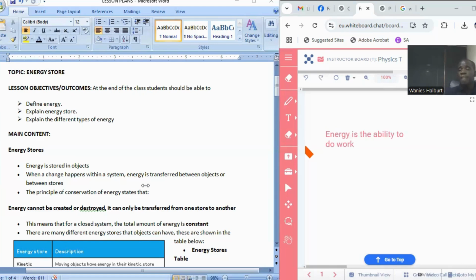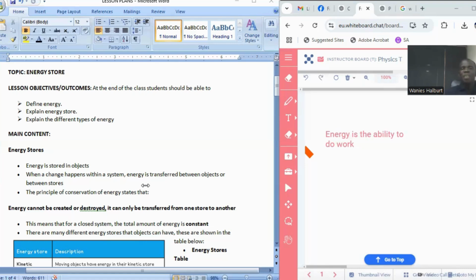And so there is a principle that guides the way energy is transferred, and that principle is known as the conservation of energy. It states that energy can neither be created nor destroyed, but it can only be transferred from one store to another. Is it clear? Okay, good.